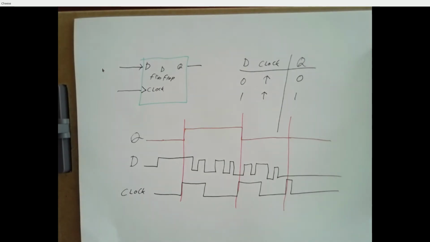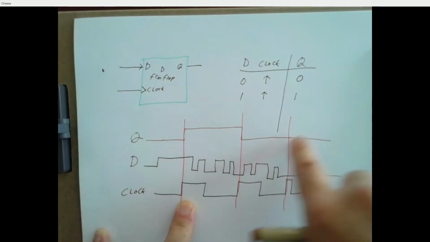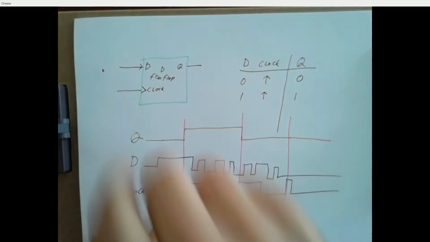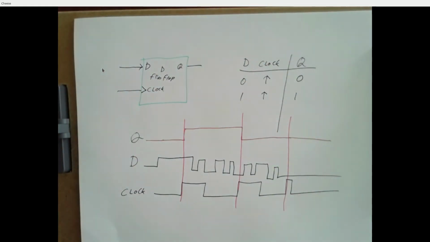So we've got all kinds of craziness going on with D. We've got short skinny pulses, we've got big wide pulses, but our Q output is very well behaved. It looks at D here, it looks at D here, it looks at D here. And it ignores it every other time. So that's what a flip-flop does for us.